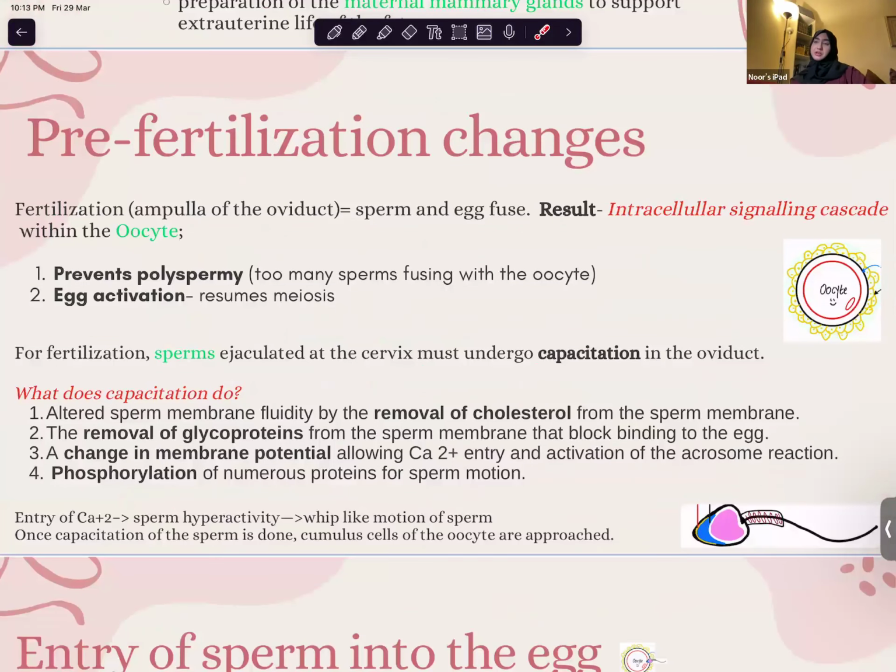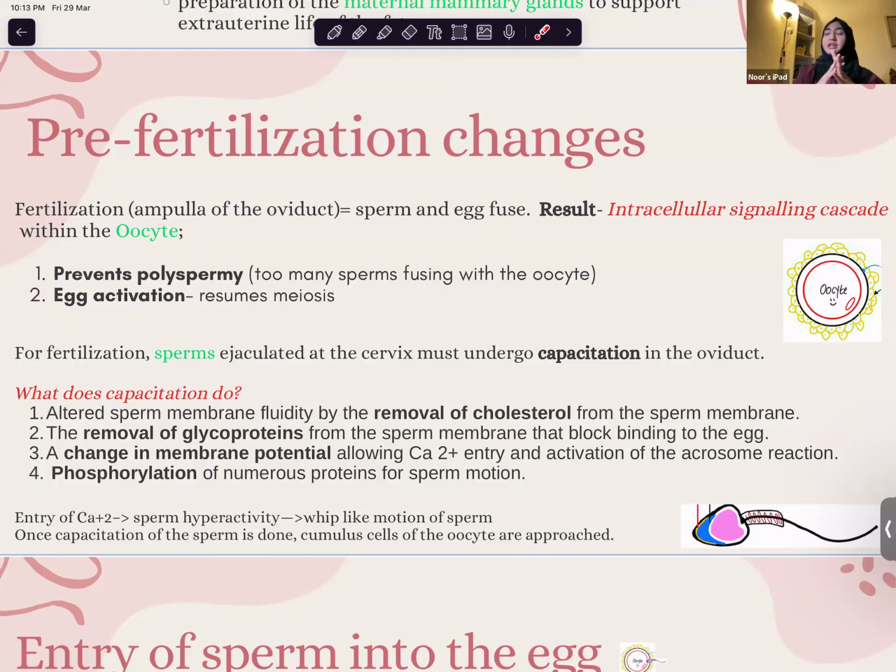Okay, pre-fertilization changes. Remember, for fertilization, only one sperm is normally allowed to enter the egg. That is in normal circumstances, and if it's more than that, we will talk about it. Once the sperm and egg fuse, that is called successful fertilization, and that happens in the ampulla of the oviduct.